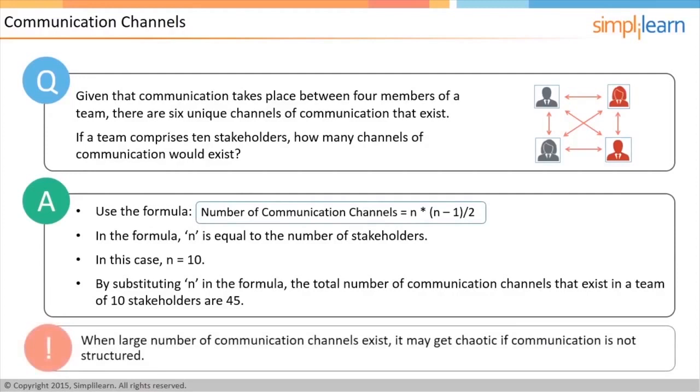It is difficult to manage such a large number of communication channels. Therefore, it is important to structure communication. Otherwise, everyone starts communicating everything to everyone, and it can become a real chaos in the project. In the PMP exam, you may be asked to calculate the number of communication channels in a scenario-based question, so please make a note of the formula to answer the question correctly. In the next screen, let us discuss the basic communication model.